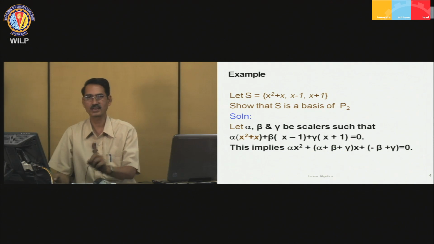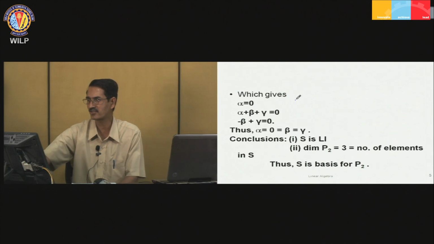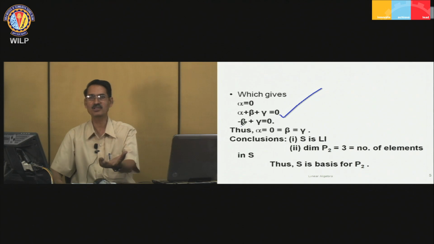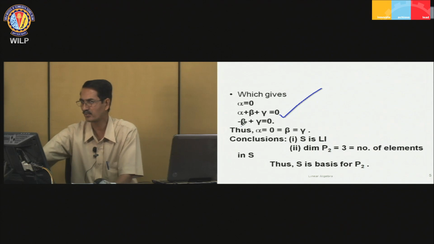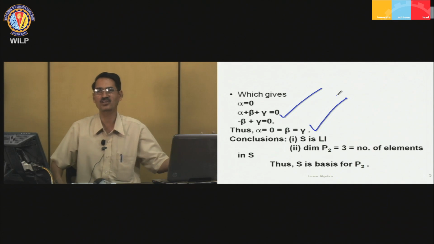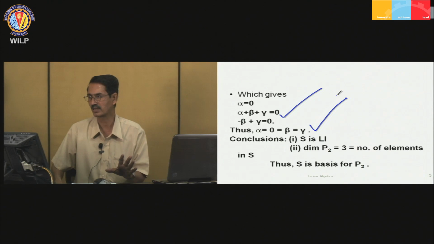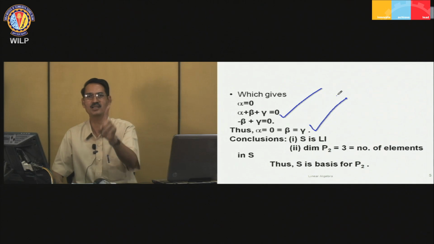From these equations we get that alpha is 0, alpha plus beta plus gamma is 0, and minus beta plus gamma is 0. When alpha is 0, from the second we get beta plus gamma is 0, and from the third we get minus beta plus gamma is 0. From beta plus gamma equal to 0 and minus beta plus gamma equal to 0, we get that beta is also 0 and gamma is also 0. Therefore, alpha is 0, beta is 0 and gamma is 0. This is the only solution, there is no other solution. So what is the conclusion? We conclude that S is linearly independent.